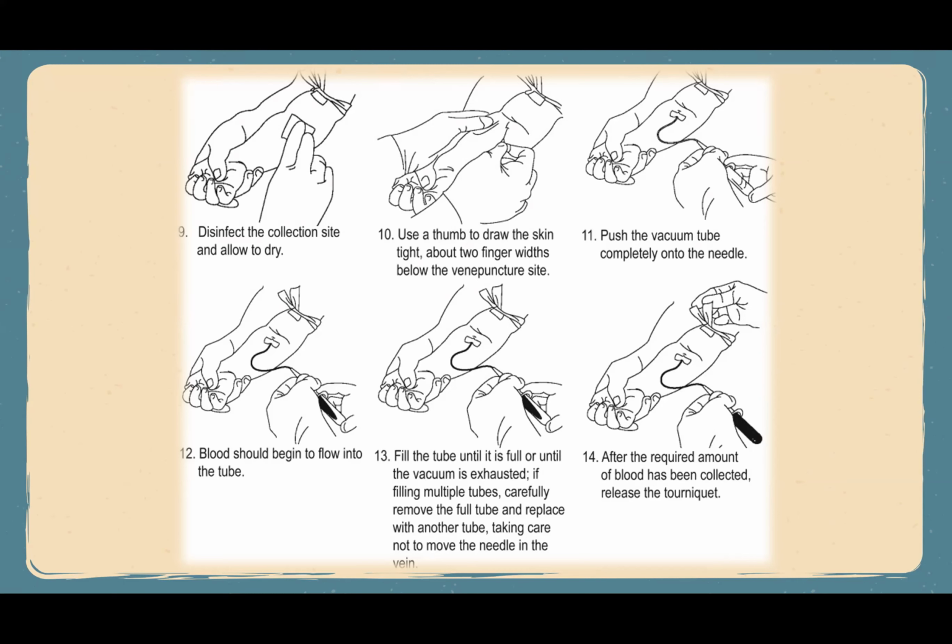So after that, we need to let the blood fill the tube until it is full, or until the vacuum is exhausted. If we need to fill multiple tubes, we need to carefully remove the full tube and replace it with another tube. And we need to also take care not to move the needle in the vein, so that the needle will not be displaced by the vein. And after the required amount of blood has been collected, we need to release the tourniquet.